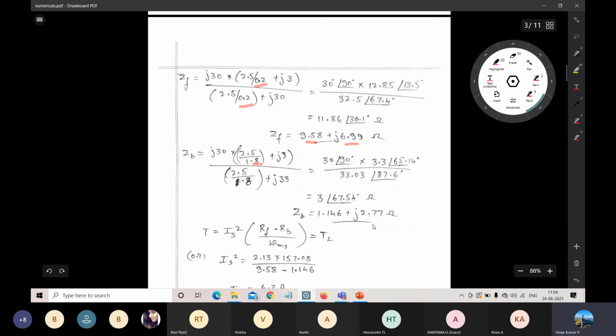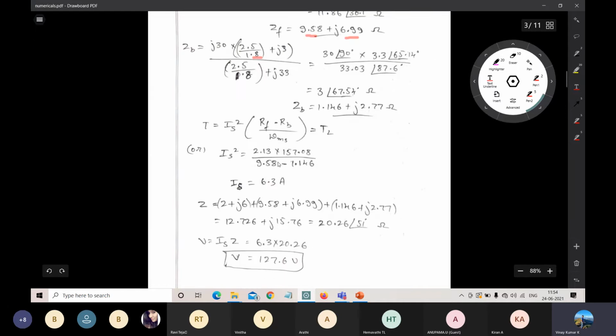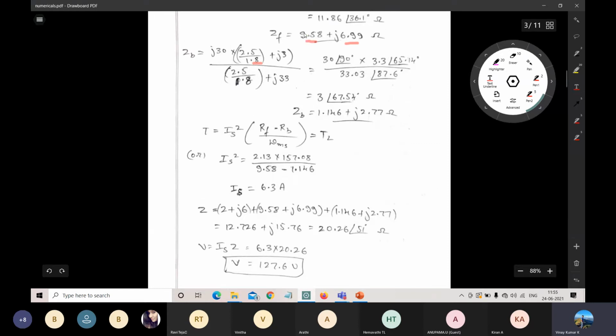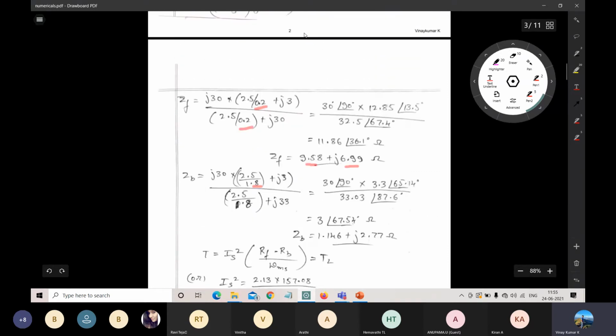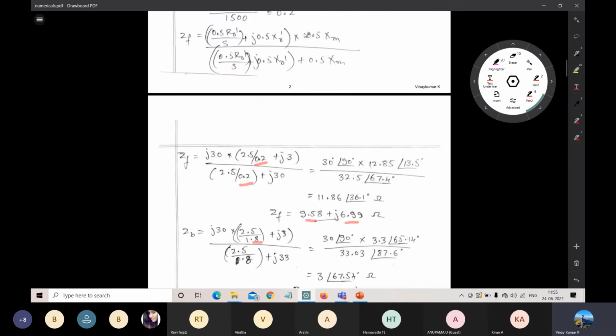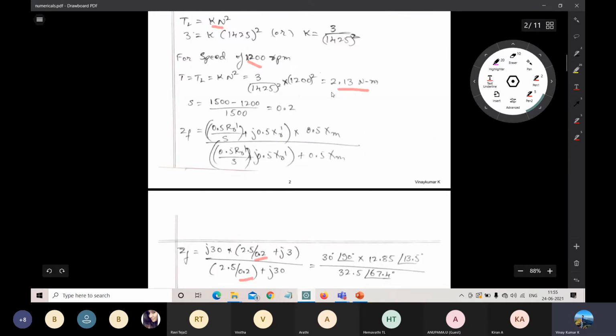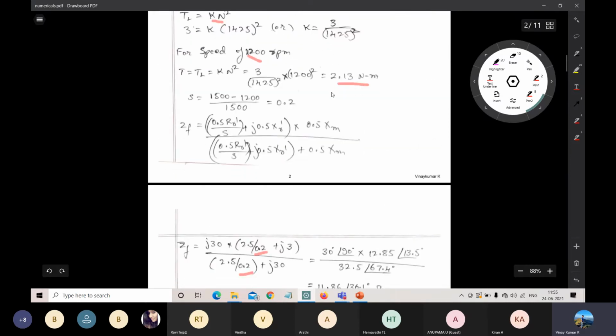Okay. So we know the formula. T is equals to I square RF minus RB by omega MS. Or else substitute here I square. We need to calculate I square. So reverse. I square is equals to, we have calculated T. T we calculated as 2.13. So this 2.13 you can use.